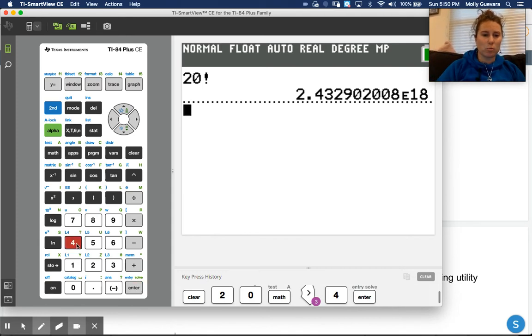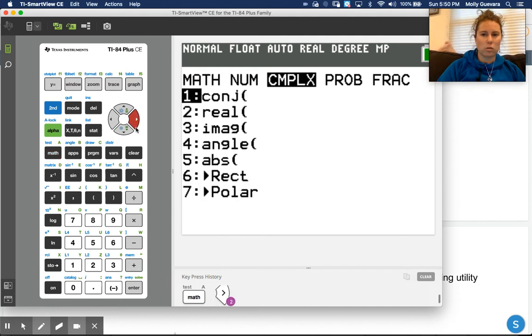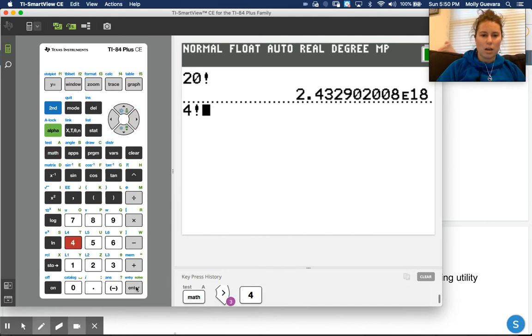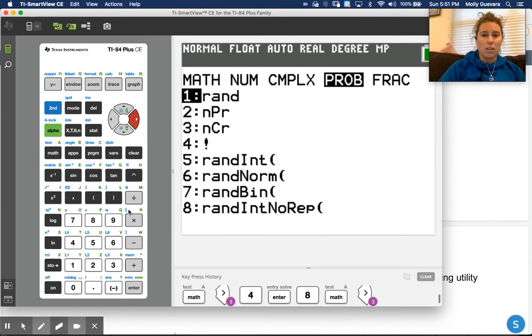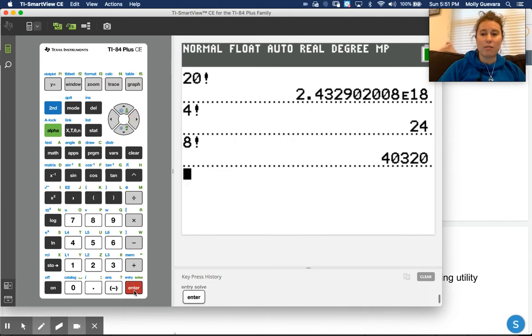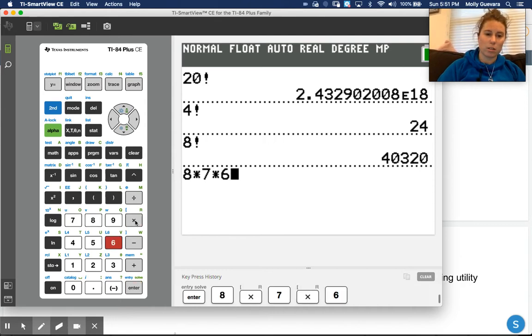Something a little bit more manageable would be like 4 factorial. 4 times 3 is 12, times 2 is 24, times 1 is 24. Or 8 factorial, right? So you can see how these numbers get big very quickly. 8 times 7 times 6 times 5 times 4 times 3 times 2 times 1 is 40,320. So you don't have to actually in your calculator go 8 times 7 times 6. Don't do that. Use your factorial button.